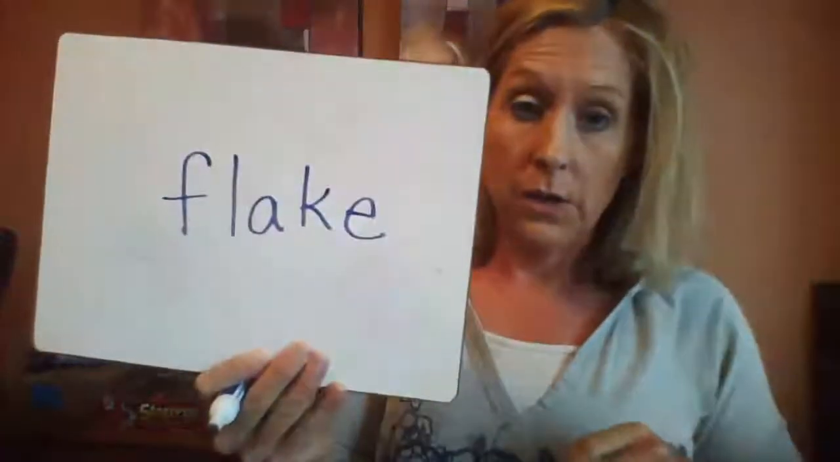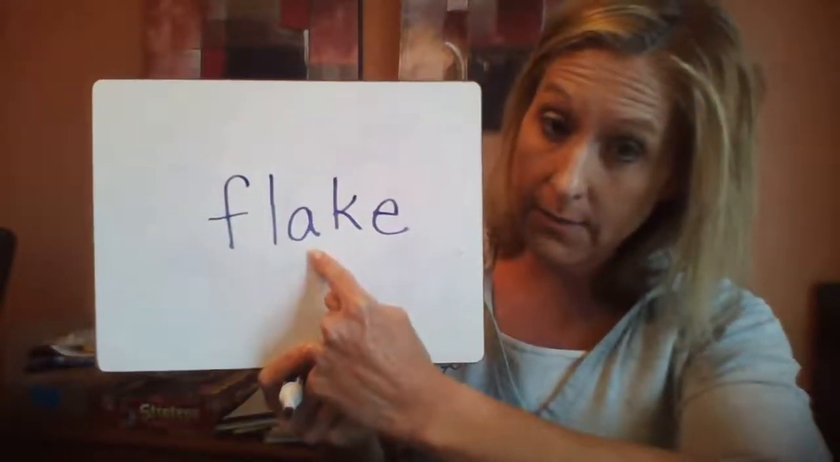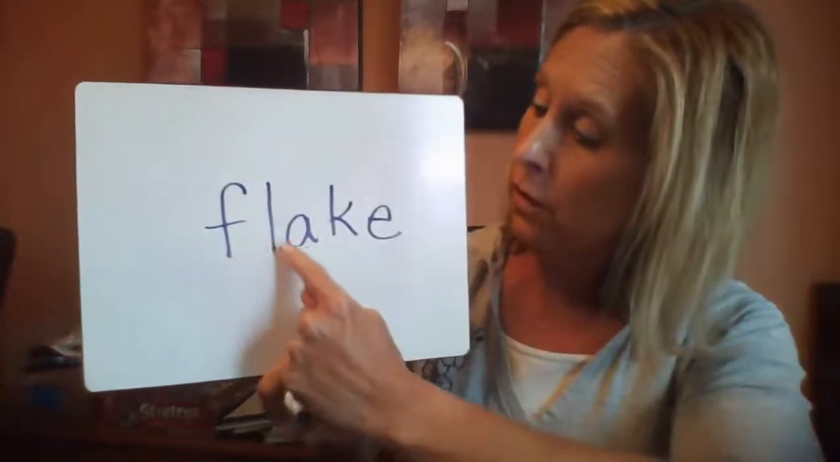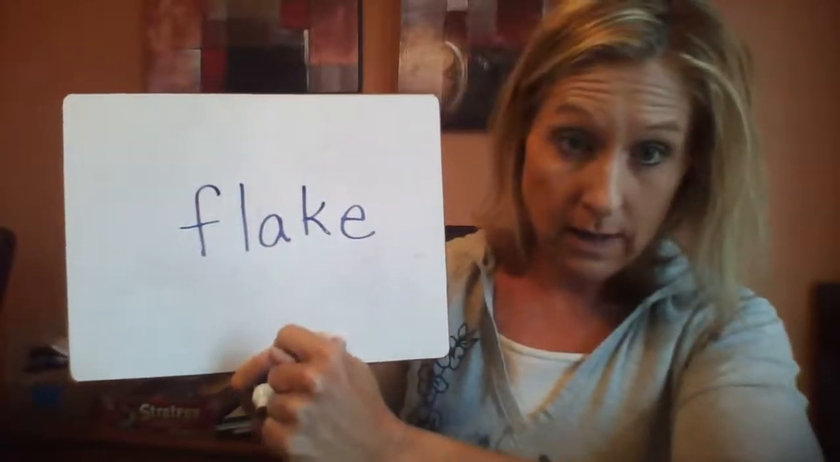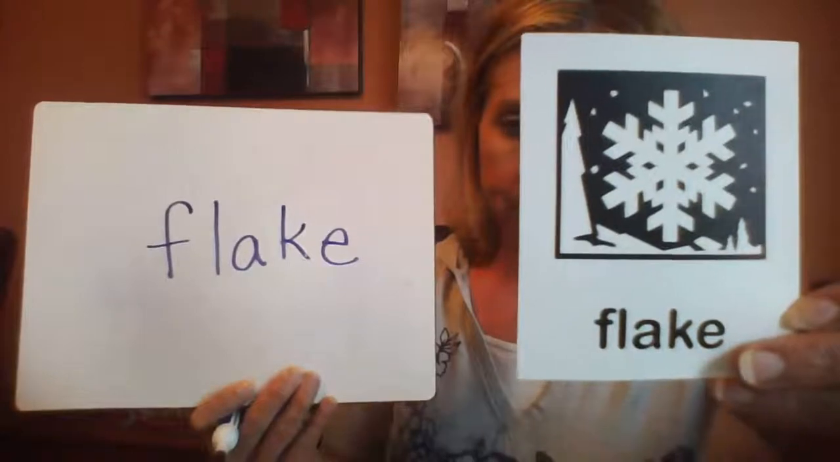Okay, let's do another one. We're going to do one with a consonant blend. You guys remember what a consonant blend is? Two consonants that are blended together. So we just notice right off that there's an E, so we're not going to say a. What are we going to say? We're going to say A. So it says flake. What word is that? Flake. It is flake. Okay. Let's practice another one.